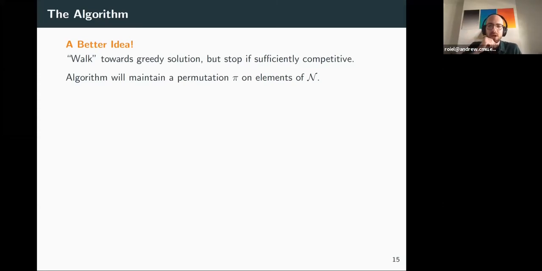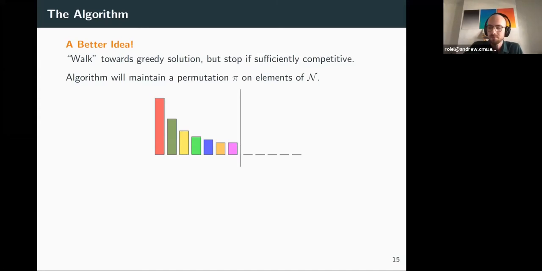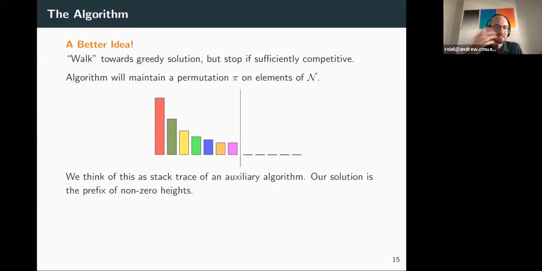Okay, so our algorithm is going to maintain a permutation pi on the elements of the ground set, just like the greedy algorithm. And we're going to think of this as the stack trace of some auxiliary algorithm. And our solution will sort of be induced by the permutation. It's just the prefix that has non-zero height. So our goal is to get this stack trace to look like the stack trace of a greedy algorithm.